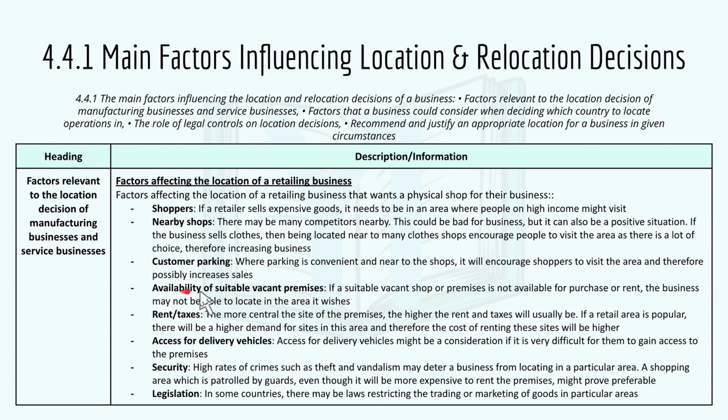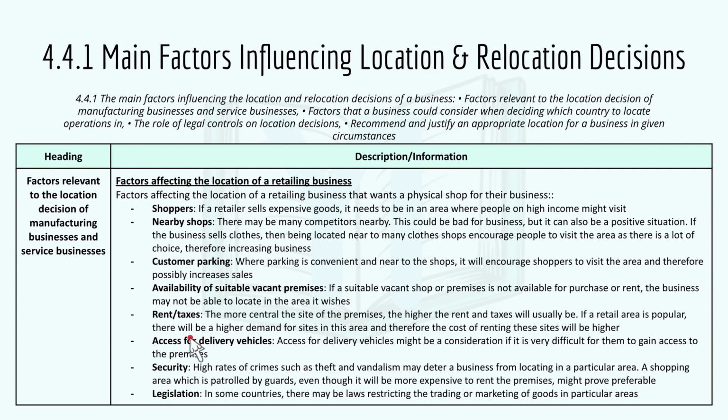Number 4, we have availability of suitable vacant premises. If a suitable vacant shop or premises is not available for purchase or rent, the business may not be able to locate in the area it wishes. Then we have rent or taxes. The more central the site of the premises, the higher the rent and the taxes will usually be. And if a retail area is popular, there will be high demand for the sites in this area, and therefore the cost of renting these sites will be higher, and these sites will usually be in the CBD, or the central business district, which is located in the center of any city.